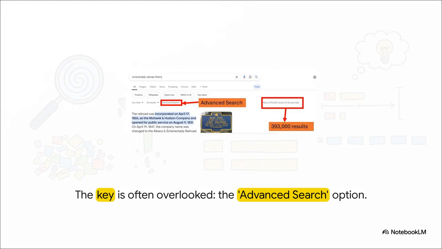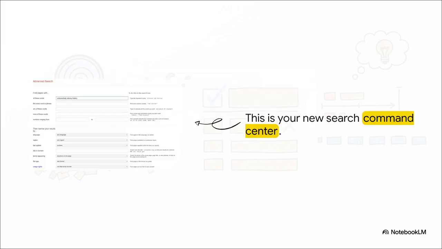Okay, so where is this thing? Well, after you do your first search, just look right under the search bar for the Tools button. Give that a click, and you'll see it, Advanced Search. Yep, it's been right there this whole time. Kinda sneaky, right? And when you click it, you get this. Welcome to your new Search Command Center. Forget that one little box. You now have this whole control panel that lets you fine-tune your search with some serious precision.